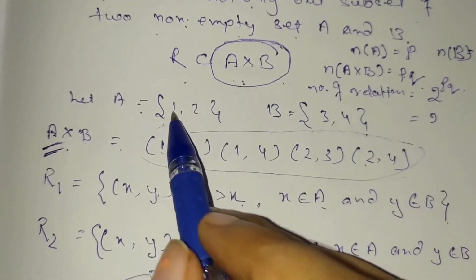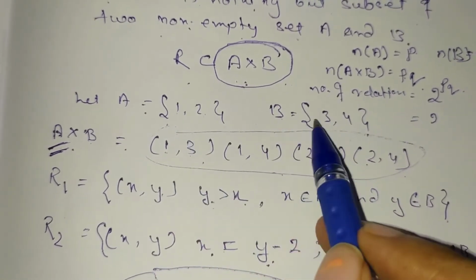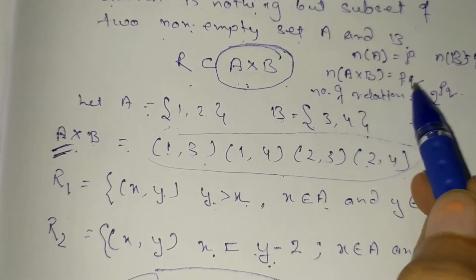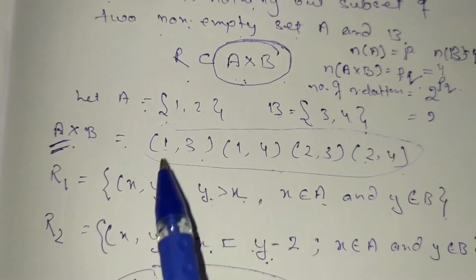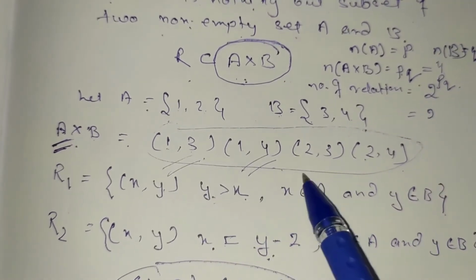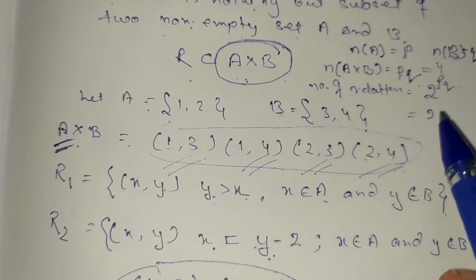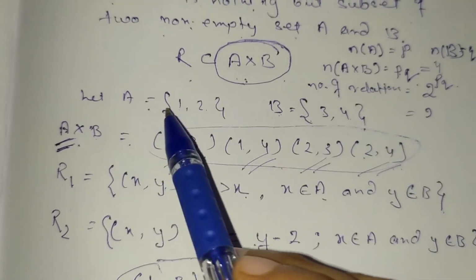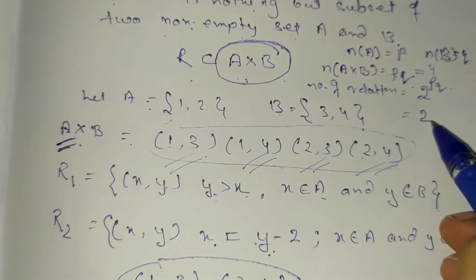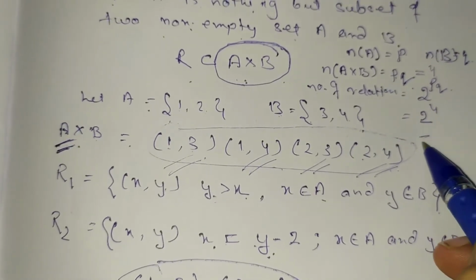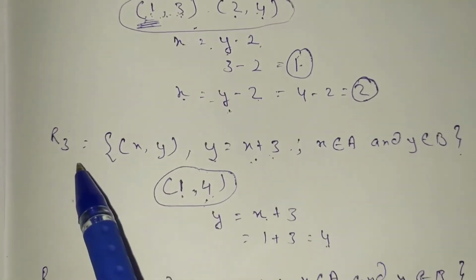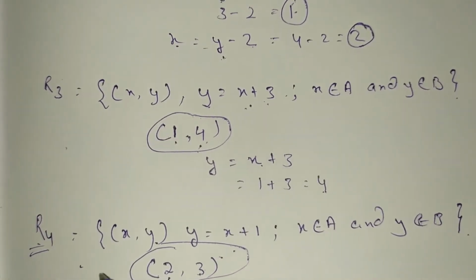The number of elements in set A is 2, that is 1, 2. The number of elements in set B is also 2, 1, 2. So here P into Q, that is 2 into 2, is equal to 4, and here we can see that we have drawn a total of 4 subsets. Now the number of relations that can be drawn from this set will be equal to 2 to the power 4, that is 16. So here we have drawn a total of 4 relations, and the rest is your homework.